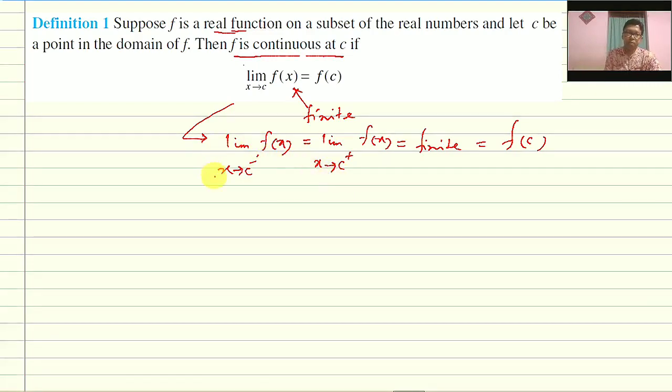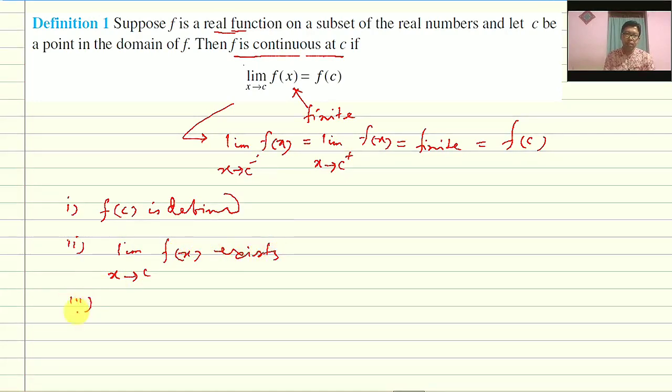Clear? That means whatever we discussed here, the gist is, number one, f of c is defined. Number two, limit x tends to c of f of x exists, isn't it? And finally, number three, limit x tends to c of the function f of x is equal to f of c. Okay, if these three conditions are fulfilled, then you can say that the function f of x is continuous at a given point x is equal to c. Okay, next.